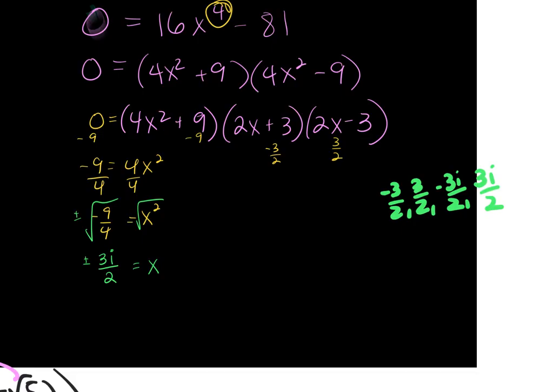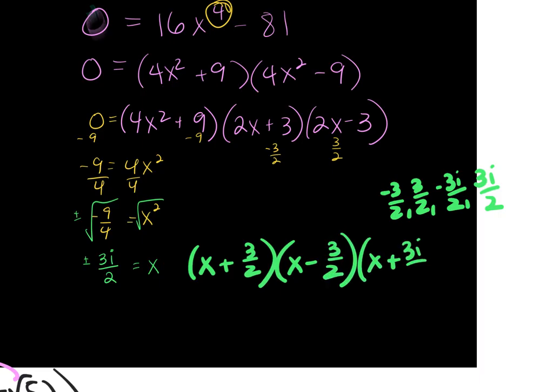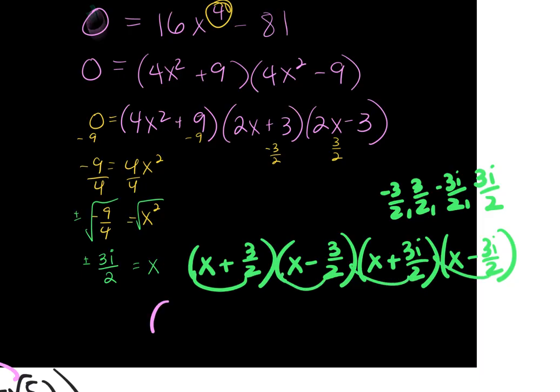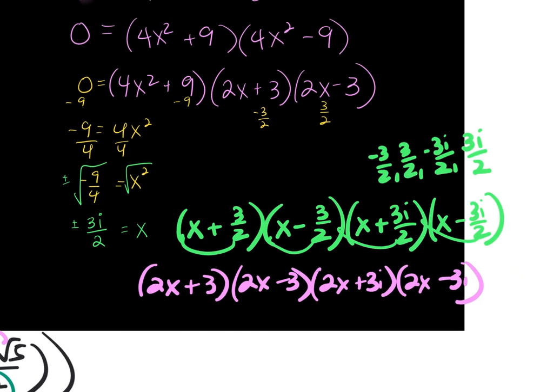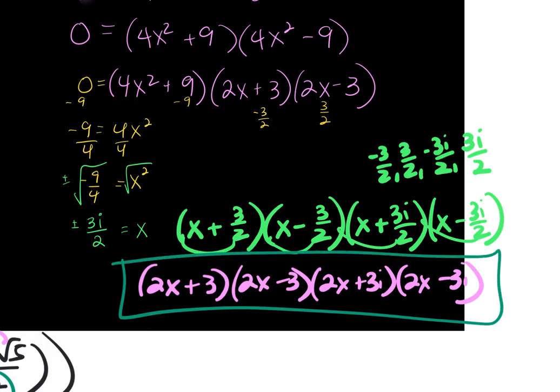When I write them as linear factors, minus a negative 3 halves would become positive, minus a positive 3 halves, minus a negative 3 halves, and minus a positive 3i over 2. And then each of those, the 2's got to move. So this is how it would be written as a product of linear factors.